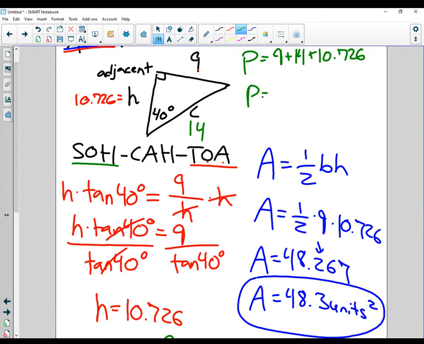That's 33.726. Right, and then if we're rounding to the nearest tenth like we usually do, then we'll get 33.7. 2 means round down, and then whatever units we're in.